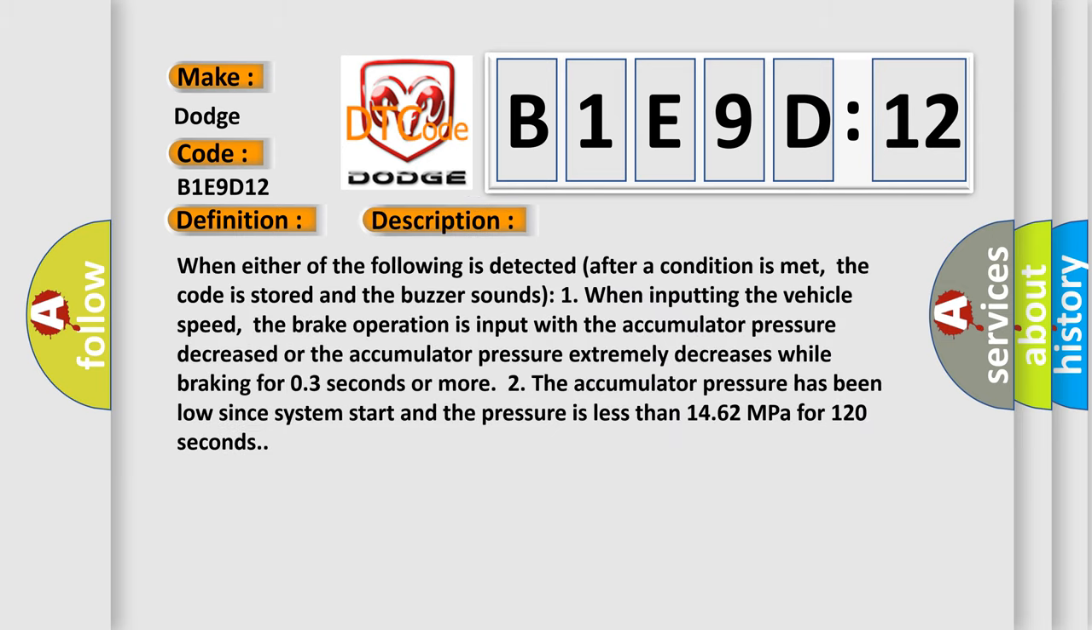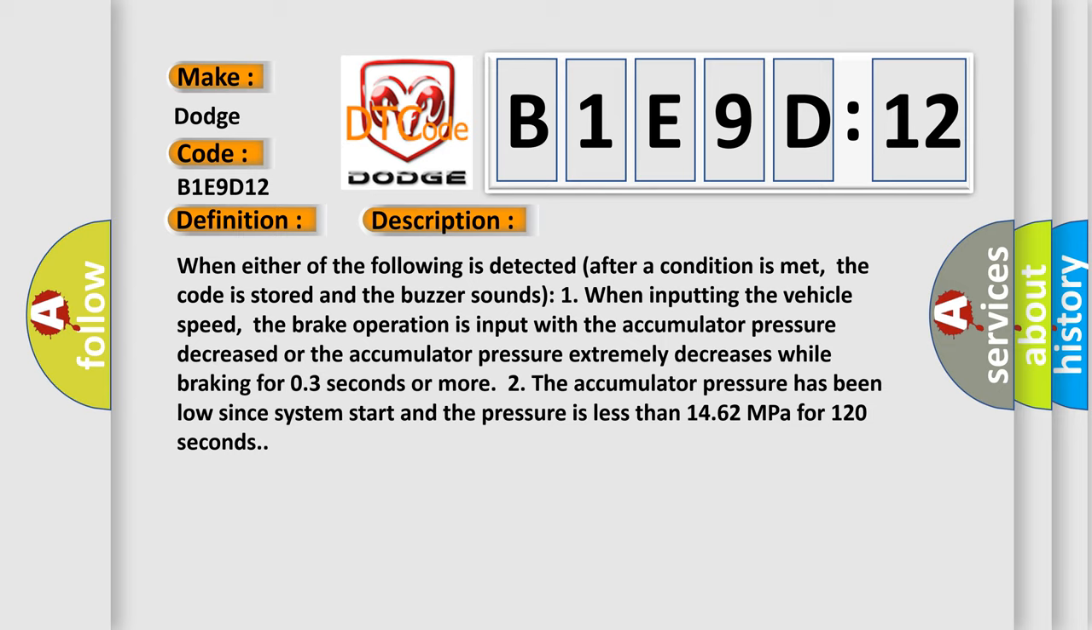When either of the following is detected after a condition is met, the code is stored and the buzzer sounds. 1. When inputting the vehicle speed, the brake operation is input with the accumulator pressure decreased, or the accumulator pressure extremely decreases while braking for 0.3 seconds or more. 2. The accumulator pressure has been low since system start and the pressure is less than 1462 MPa for 120 seconds.